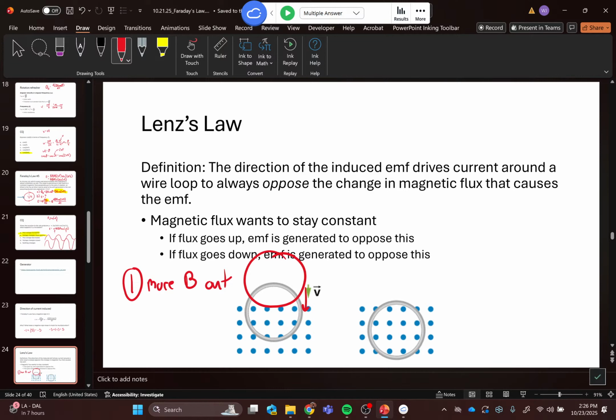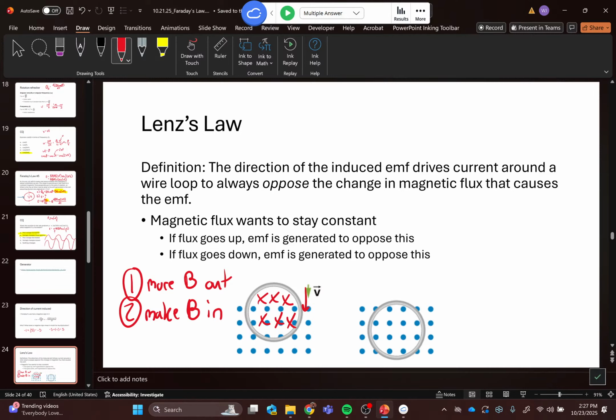If I'm getting more B out, how can I cancel vectors pointed outwards? I can make vectors pointed inwards. I can make the opposite of them. So I'm going to make B in. Look, there was none. Now when it's down here, there's some. It doesn't want that. So it's going to make some magnetic field pointed in to counteract that change.